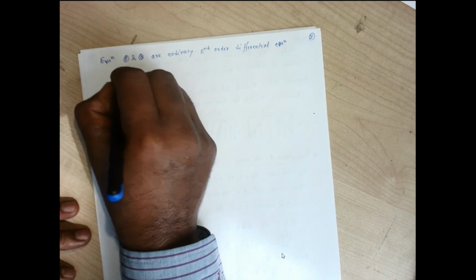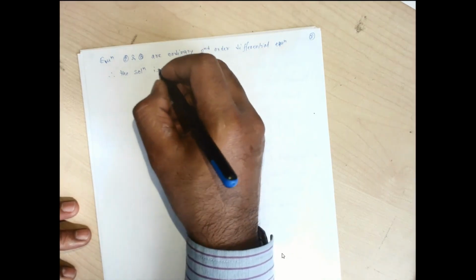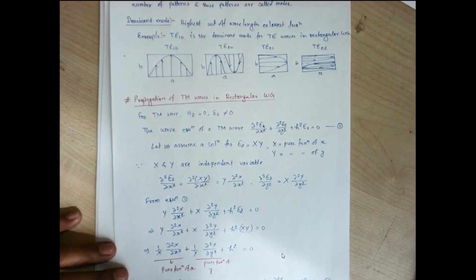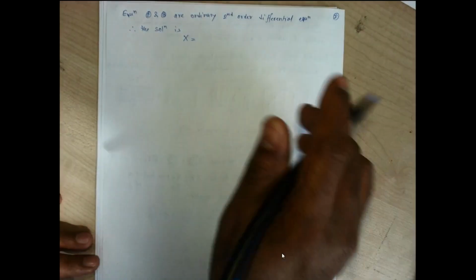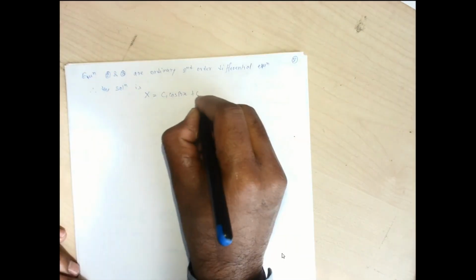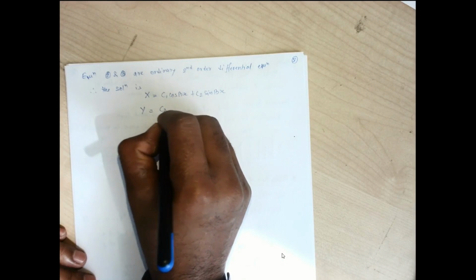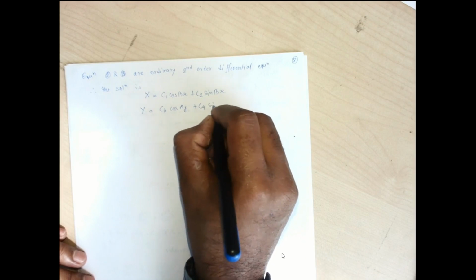Therefore, the solution is x equals to, for this we can find out the solution, it is c1 cos bx plus c2 sin bx, right? Same way we can find out for this. So x is c1 cos bx plus c2 sin bx, and y is c3 cos ay plus c4 sin ay.